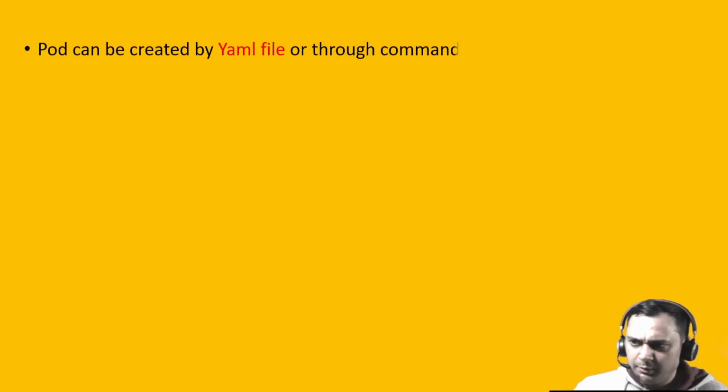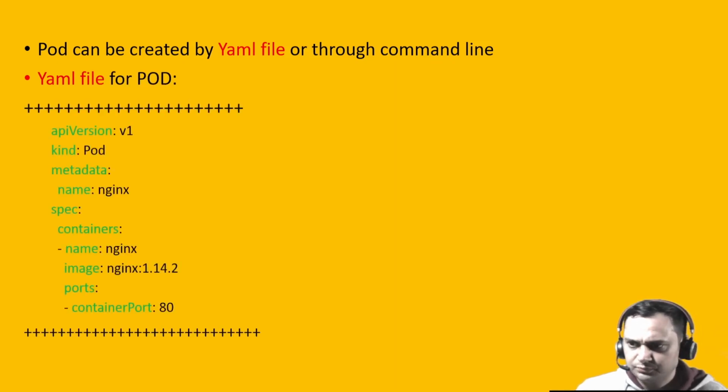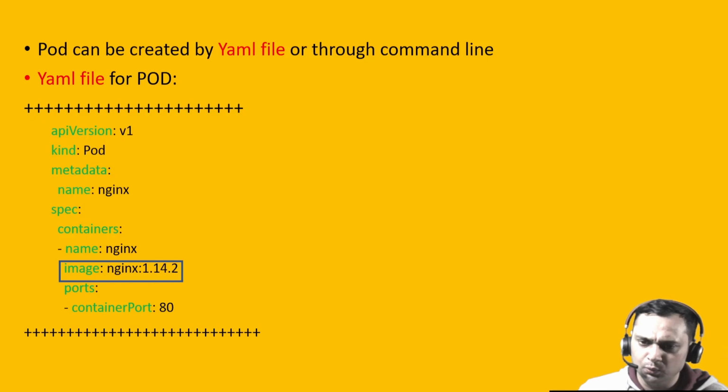A pod can be created by a YAML file or through the command line. Let's explore the YAML file for a pod. So in the YAML file, the API version is v1, and the kind is Pod. We are going to create one pod, and inside the metadata, we have mentioned the name of the pod. So here the name is nginx. In spec, we mentioned the container name nginx, and the image that we are going to use is nginx:1.14.2. And after that, the container port is 80.